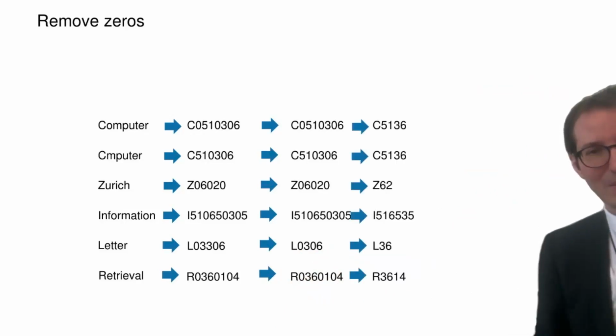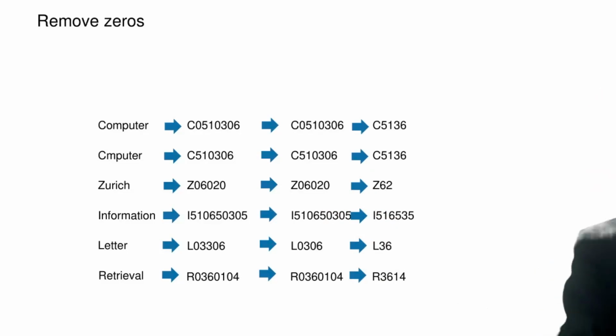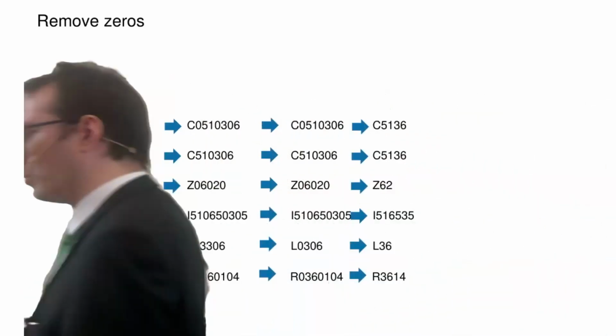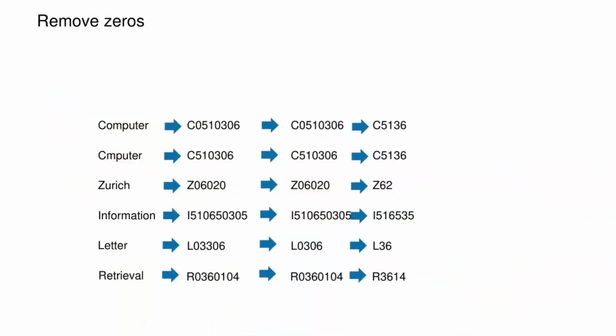Then we remove the zeros. This is when we remove the vowels. In fact, there are even languages that work like that. Like in Arabic, you don't have the vowels. You just have the consonants when you write them, except maybe in children's books.